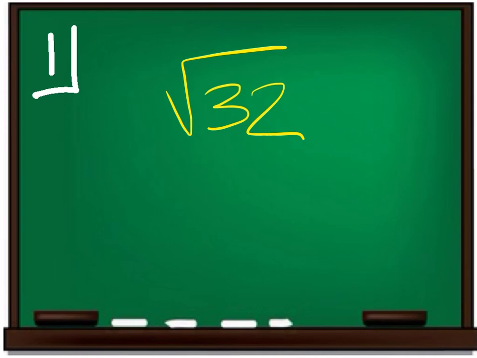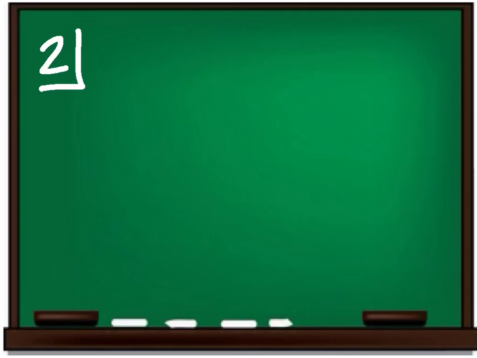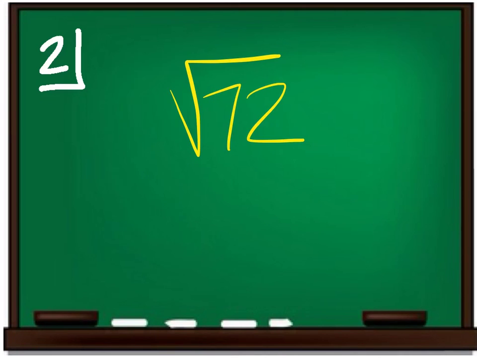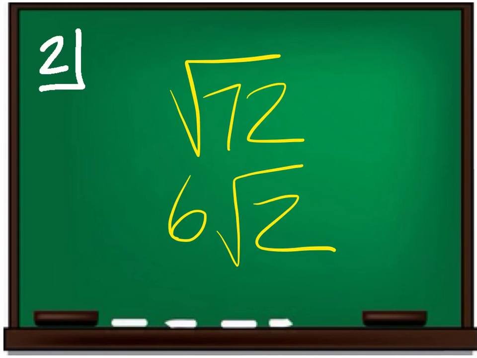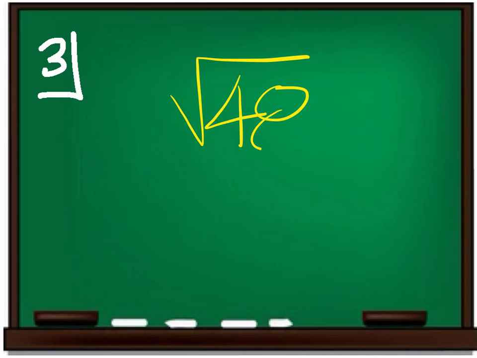The answer for about the, what, is this the 4th or 5th time? 3rd? It should be 4 square root of 2. How about this one? The answer on this is 6 square root of 2. It's 36 and 2 when you break it up. What about this one? The answer, we've done this one at least 3 times this class. It should be 4 square root of 3.